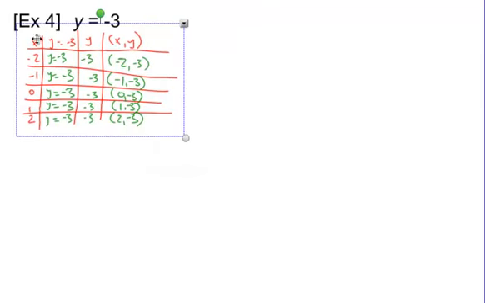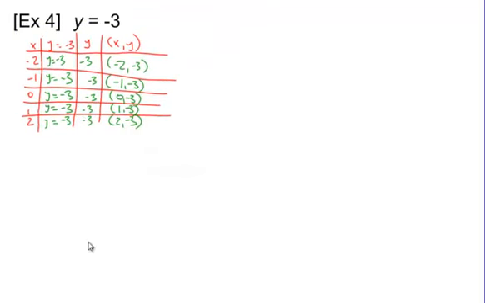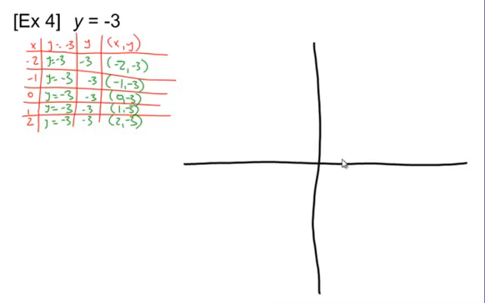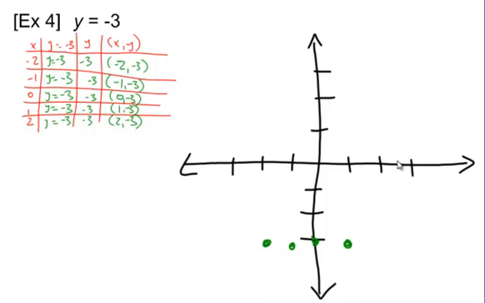And does it make sense that if there's no x's to plug into, I'm just going to get my y back, right? There's no x's to plug in, so of course I'm going to get y equals negative 3. So I need to go to 3. That's it, right? Does that make it difficult? So negative 2, negative 3, negative 1, negative 3, 0, negative 3, 1, negative 3, and 2, negative 3.